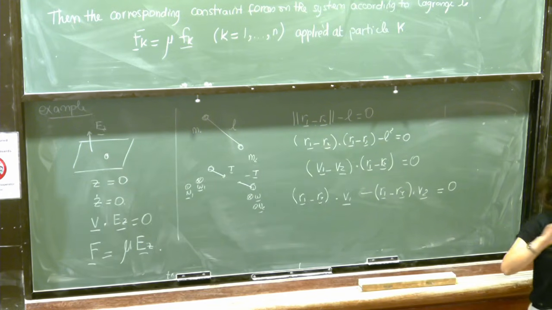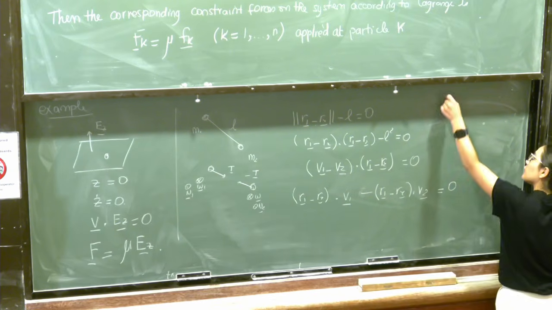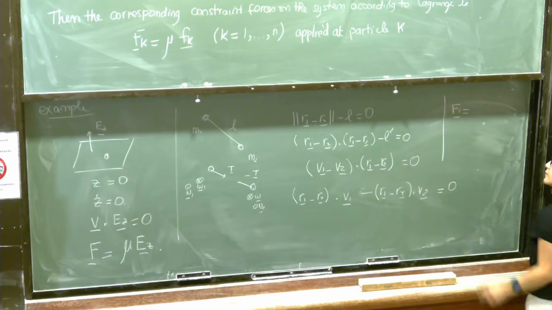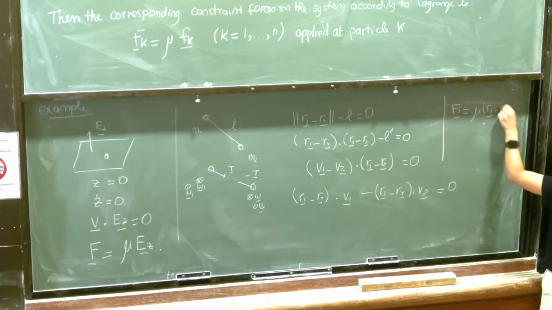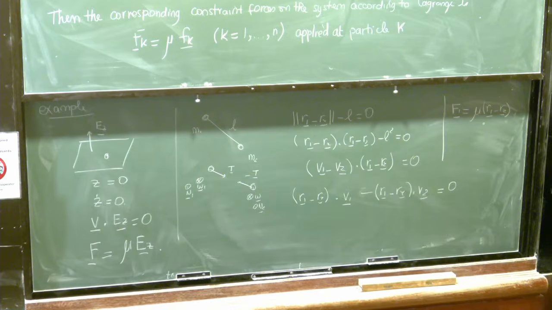So what is the corresponding constraint force? Here we have two particles. We're going to have two forces, one on each particle. What is the force acting on particle 1? Exactly, mu R1 minus R2. Does that make sense? Any questions? Take a minute, chat with your neighbor, make sure they're okay with this.